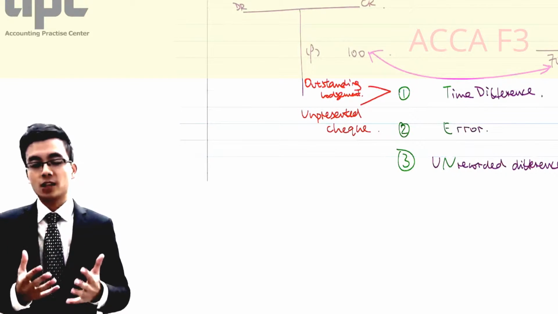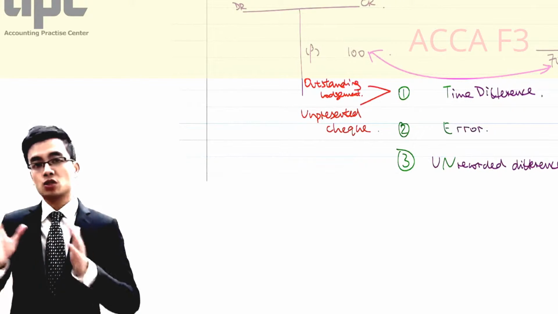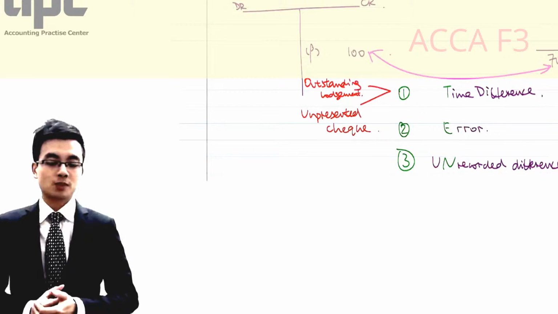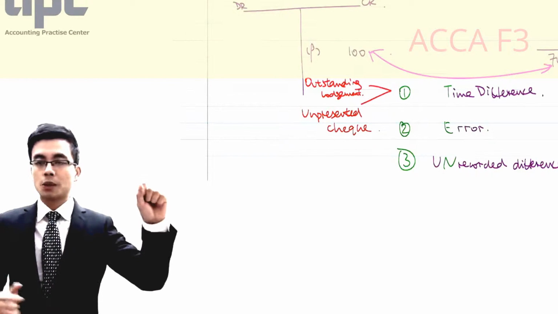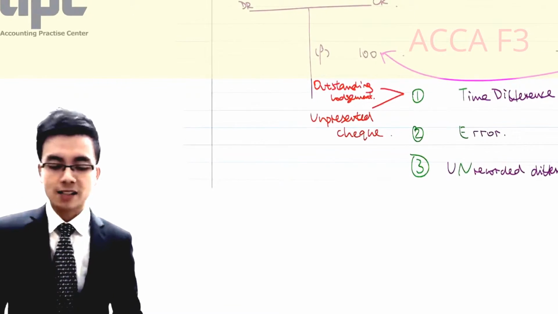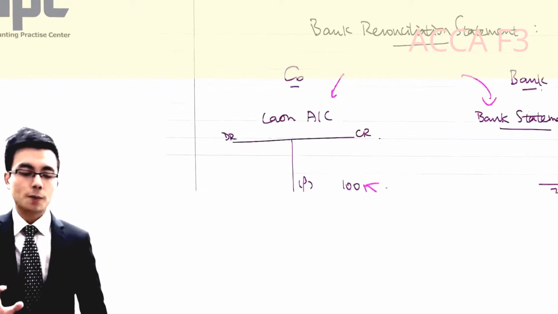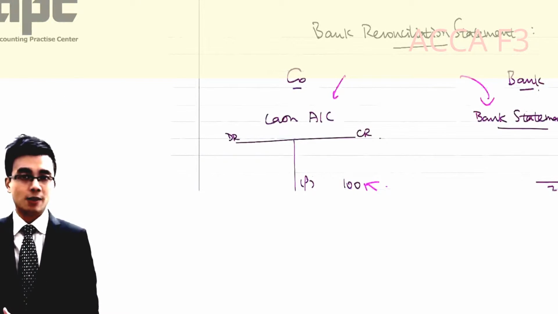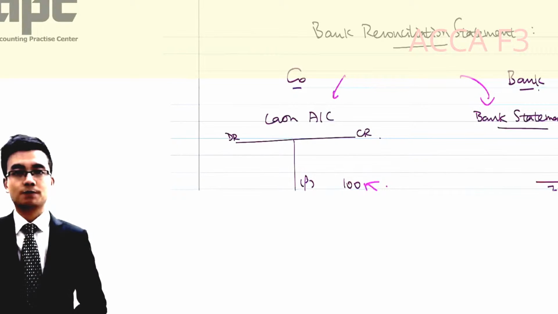So what we need to do is adjust our cash account in order to show that amount as well. So those are the 3 reasons why the 100 may be different from the 70. What we need to do right now, from the accountant's point of view, is how we're going to prepare the bank reconciliation statements and also how we're going to reconcile that cash account.